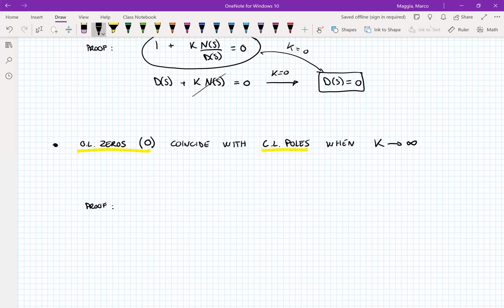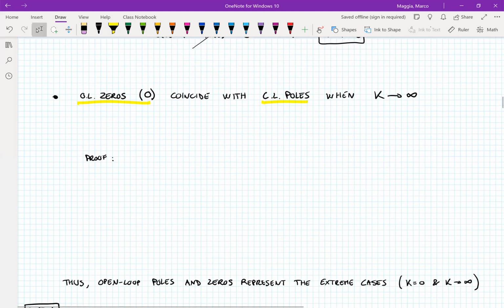And let's prove it very quickly. Once again, closed loop poles must be solutions of the characteristic equation. Once again, let's multiply everything by d of s.